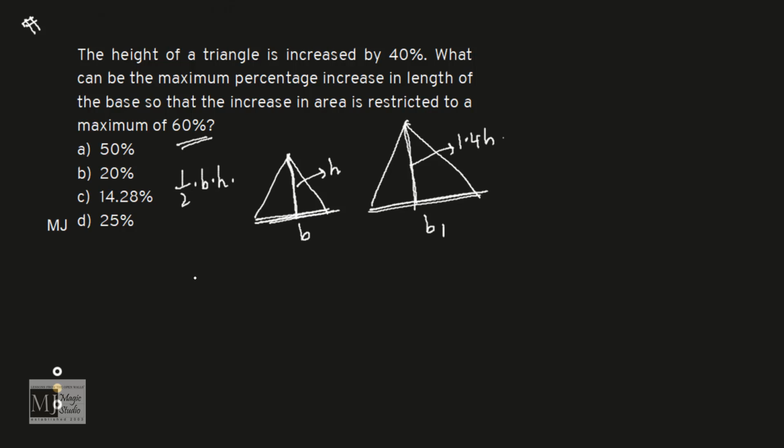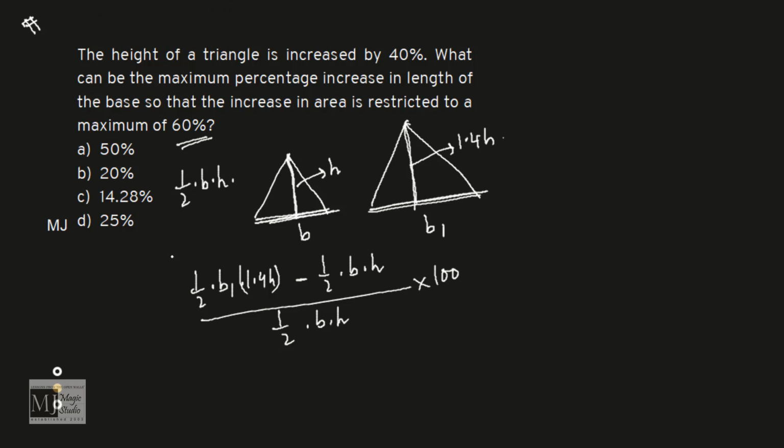Area of a triangle is what we know is half into base into height. So half into B1 into 1.4h minus half into B into h divided by half into B into h into 100 is the percentage increase in the area. This should not be more than 60%. That means this should be less than or equals to 60. Okay, so we can take half common and cancel out. We can see that B h is common, so we have 1.4 B1 minus B by B is less than equals to 0.6, and now we are stuck.